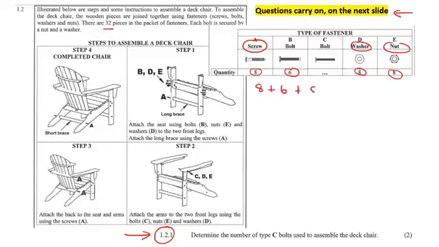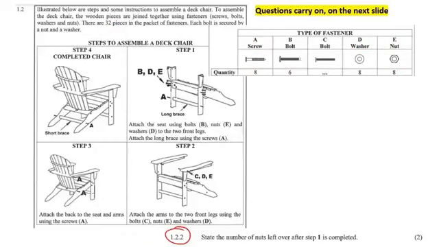So 8 plus 6 plus 8 plus 8, and that should give us 30. Well, not should, it does. So that's 30. But we are supposed to have 32 pieces in this packet because they told us that over here. So if there are 32 pieces, then that means the number of type C bolts would have to be 2, right? Because 32 take away 30 is 2.